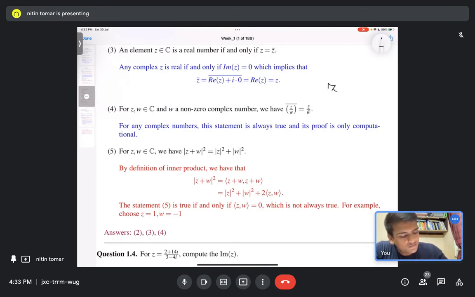If you take a quotient of two complex numbers, of course w has to be non-zero, and you take the conjugate, it should be conjugate of z in the numerator and conjugate of w in the denominator. So this statement is always true, and the proof is only computational.